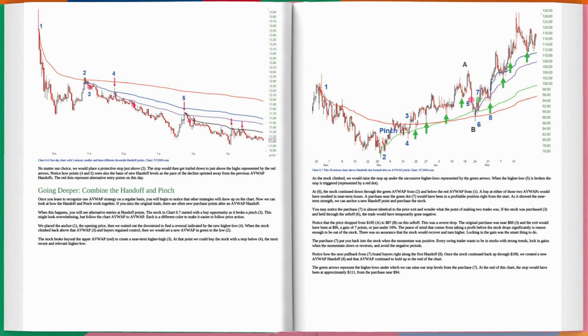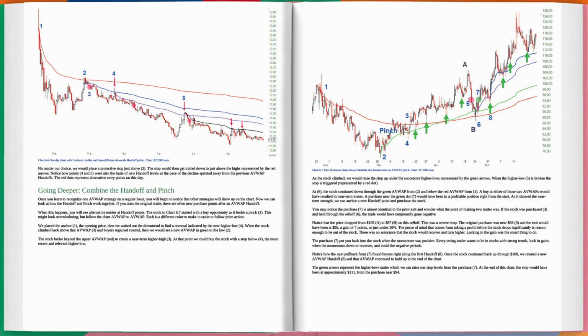gone negative. Notice that the price dropped from $105 A to $87 B on this sell-off. This was a severe drop. The original purchase was near $88 3 and the exit would have been at $95, a gain of 7 points or just under 10%.